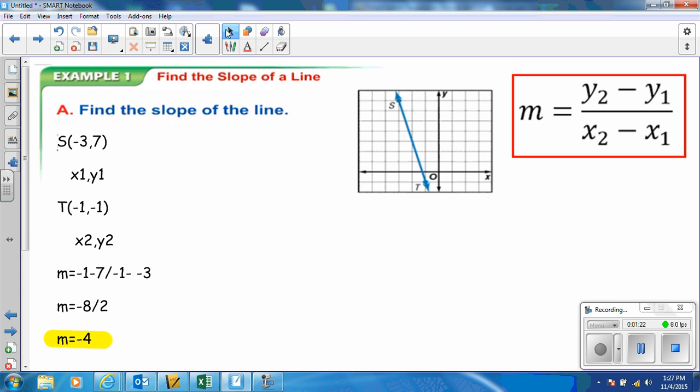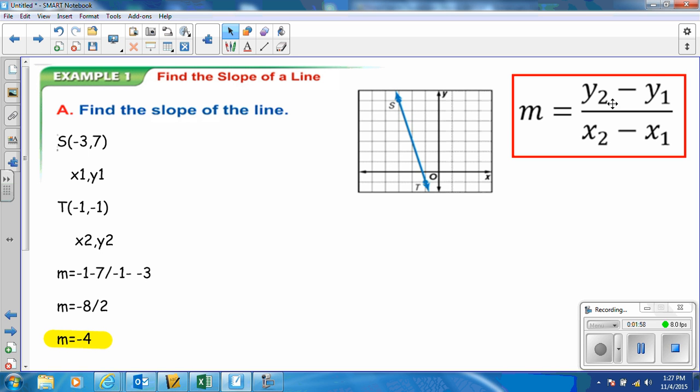Okay, here's an example. I went ahead and put my equation over here, y2 minus y1 over x2 minus x1. That's how I find slope. I figured out what each point was. So S's coordinates are -3, 7. I figured that out by counting -3, and up 7. I'm counting that as my x1 and y1. -3 is my x1, 7 is my y1. Point T is -1, -1, so to the left one and down one. That's my x2 and my y2.